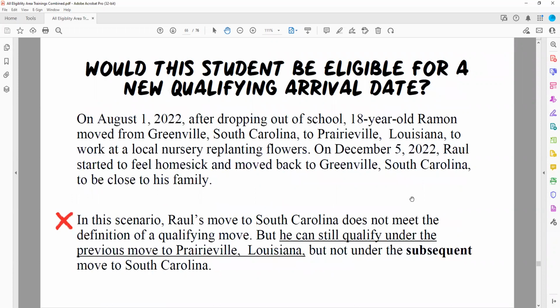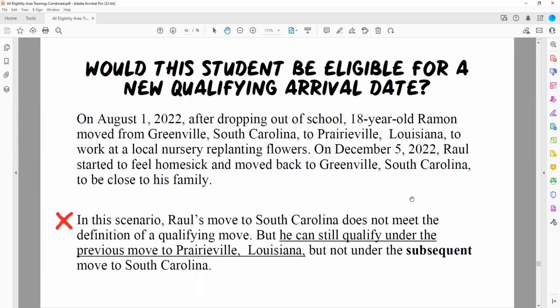So here's one that you could think about, well, what about this one? On August 1st, after dropping out of school, 18-year-old Ramon moved from Greenville, South Carolina to Prairieville, Louisiana to work at a local nursery replanting flowers. On December 5th, he starts to feel homesick and he decides to go back. So you think, okay, would he be eligible?